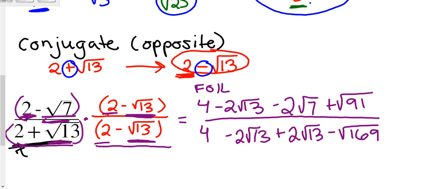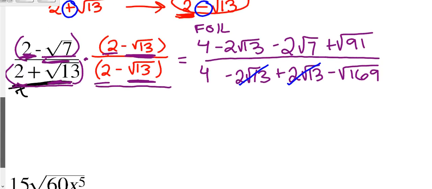From here, it's simplifying. So we have a plus square root of 13 and a minus square root of 13. Those cancel.